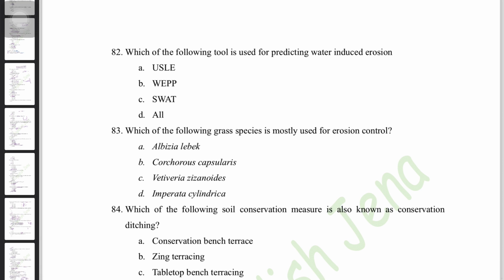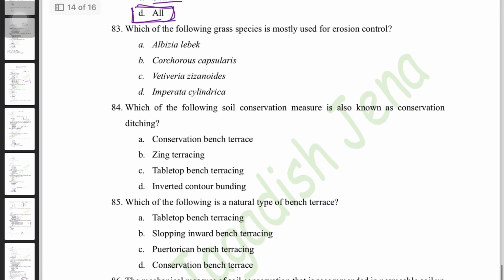Which of the following tools is used for predicting water induced erosion? All of them are for water erosion. Okay, USLE, WEPP and SWAT. These are some tools used for predicting water induced erosion. Which of the following grass species is famously used for erosion control? That is khus grass or Vetiveria zizanioides. It is also called khus grass.